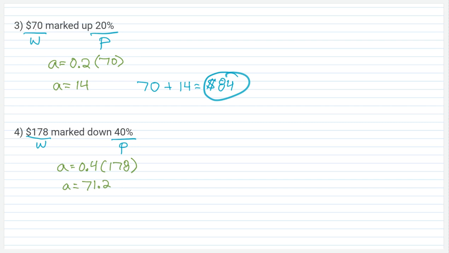Money is okay to have decimal places. You can go out to 2 decimal places with money. Sometimes it throws off my students when they don't get a whole answer. It's definitely okay with money. So we're going to be doing $178 minus the 71 and 2/10, to find out that our discounted price, so essentially after a 40% discount, we would be paying $106.80. So there's some examples, again, on finding the new amount after a percent change.